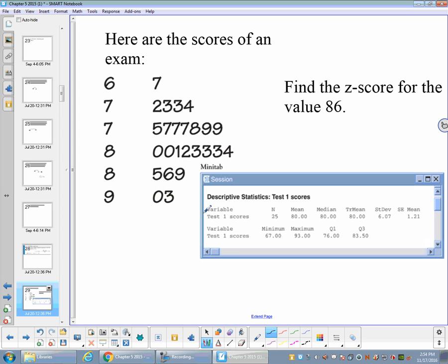Now let's try it here. I have a mean and a standard deviation. So what we do is take, for our z-score, our point, 86, subtract out our mean, divide by our standard deviation. And that's going to be 6 over 6.07. It's going to be really close to 1, 0.98. So pretty much 1.